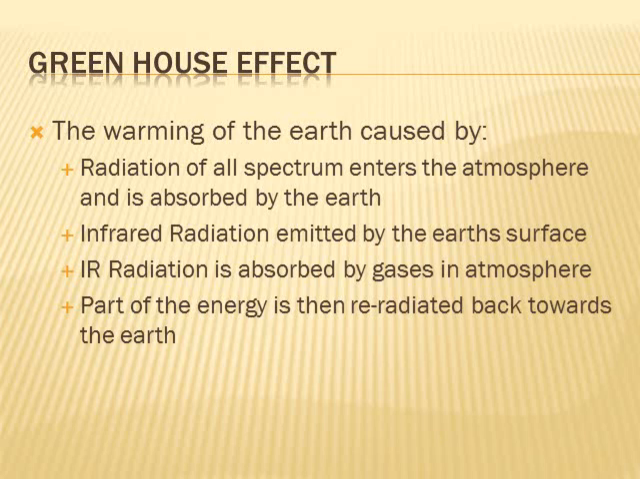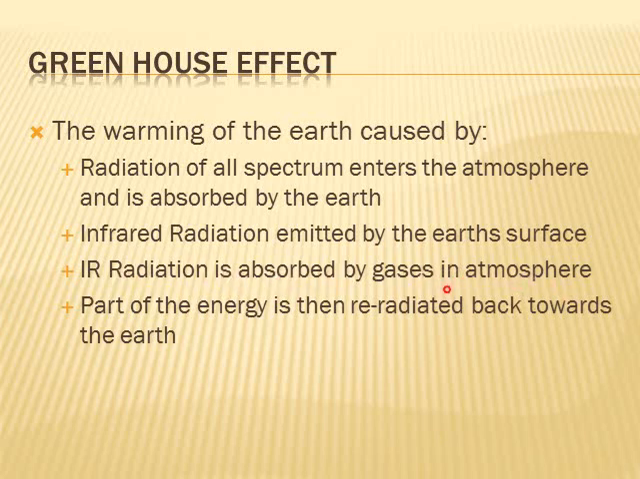Here is the greenhouse effect summarized into its bare-bone facts. The greenhouse effect is the warming of the Earth caused by the radiation of all spectrums that enter the atmosphere. So the sunlight gives off all wavelengths, and they're able to pass right on through the Earth's atmosphere. Okay, infrared radiation is emitted back out from the surface of the Earth. When the Earth absorbs that light, it'll emit it back out in infrared because it's cooler than the sun.